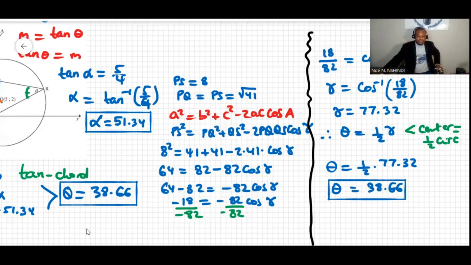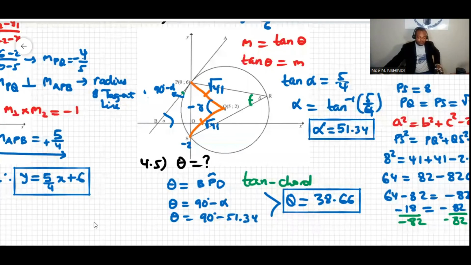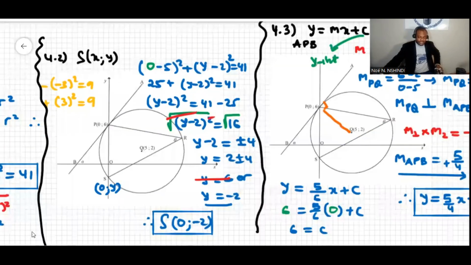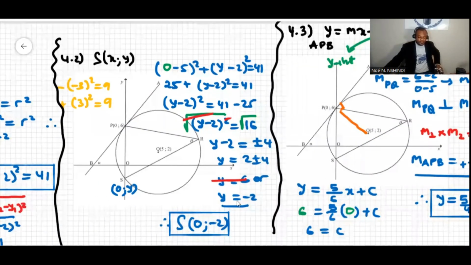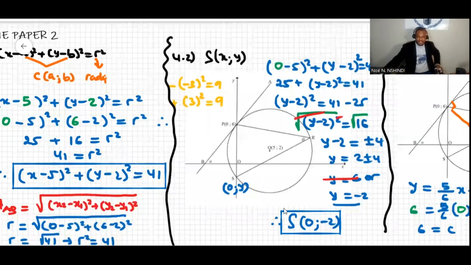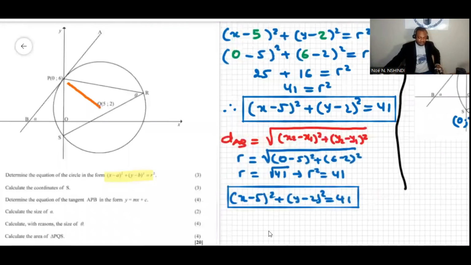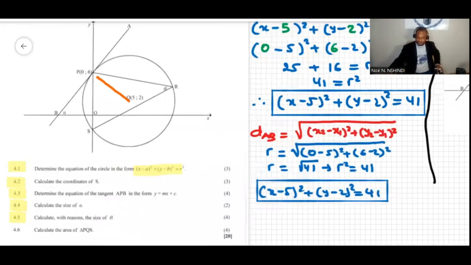Okay, so this is a different way of solving that problem. Now let's see the other question over here, question 4.6. I guess the last question. Yes, this is the last question. Now we do question 4.6: calculate the area of the triangle PQS.